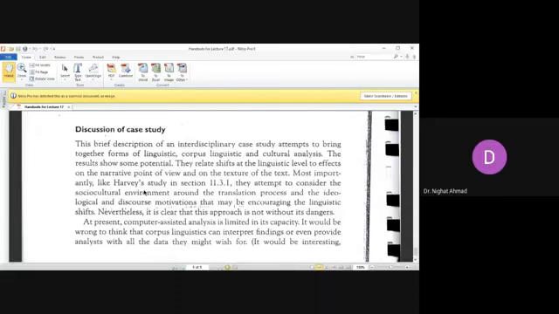So at present, computer-assisted analysis is limited in its capacity. It would be wrong to think that corpus linguistics can interpret findings or even provide an analyst with all the data they might wish. We have to keep in mind that the limitations of computer-assisted analysis are there at present. If you think that corpus linguistics can interpret each and everything and provide analysts with all the data they wish for, it would be interesting, but not necessarily easy, for example, to be able to research semantic fields or to compare translation choices with those in a range of other similar translated fiction.